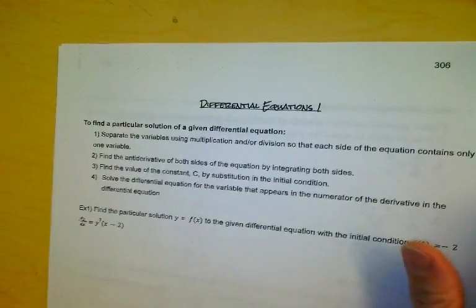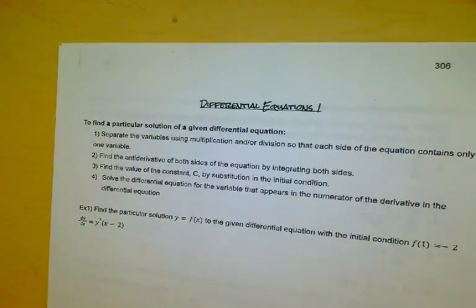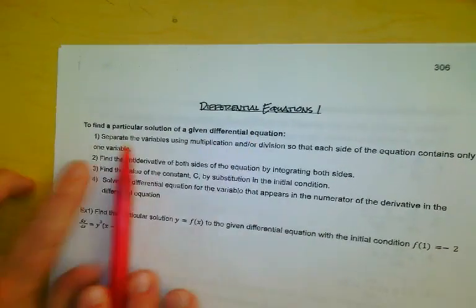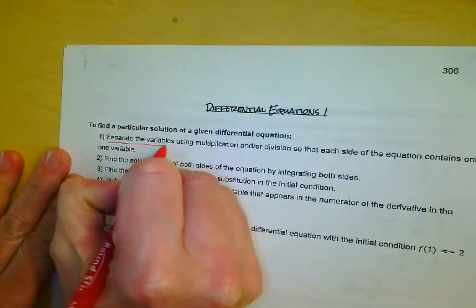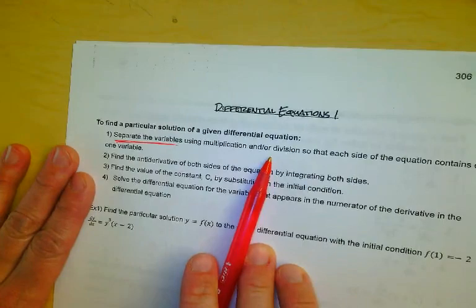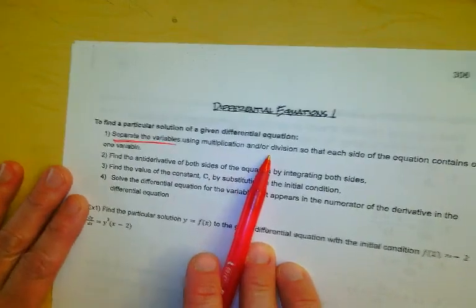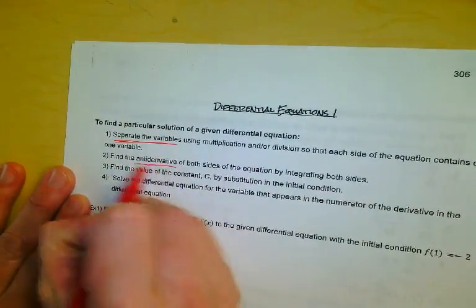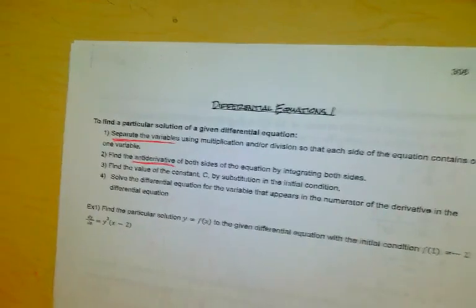All right, differential equations. To find a particular solution of a given differential equation, so we talked about this yesterday, we're going to separate the variables. So we're going to do that same step of separating the variables. Again, we're using multiplication or division to do that. Okay. And then we're going to find the antiderivative. We're going to integrate both sides, just like we did yesterday.